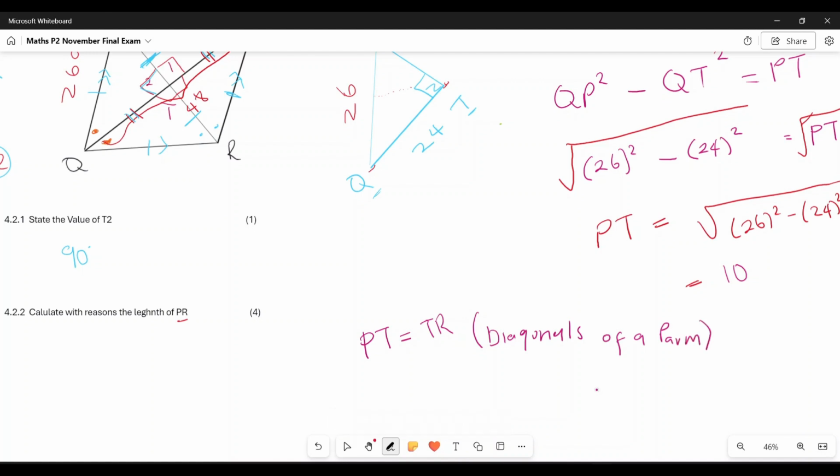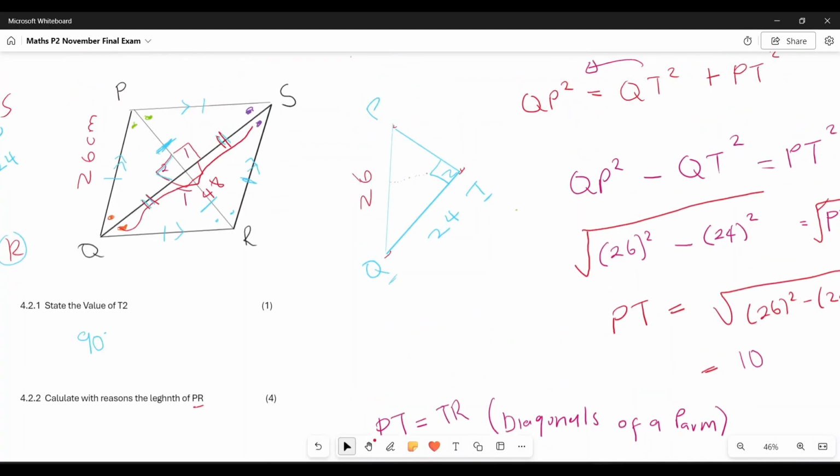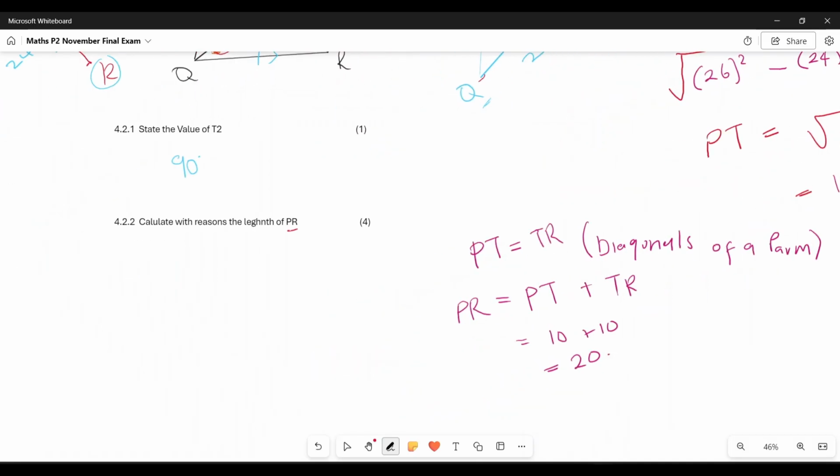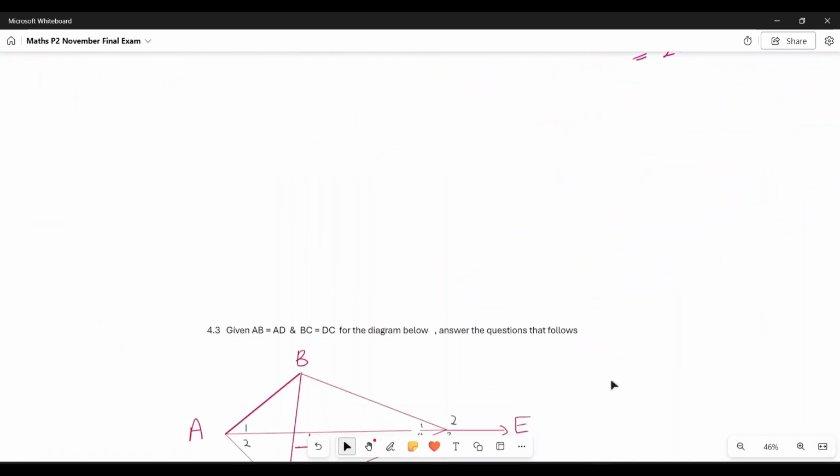All right. Now, as a result, my PR, the line from P to R, is going to be equal to PT plus TR, and it's going to be equal to 10 plus 10, which is 20. And that'll be all for this question.